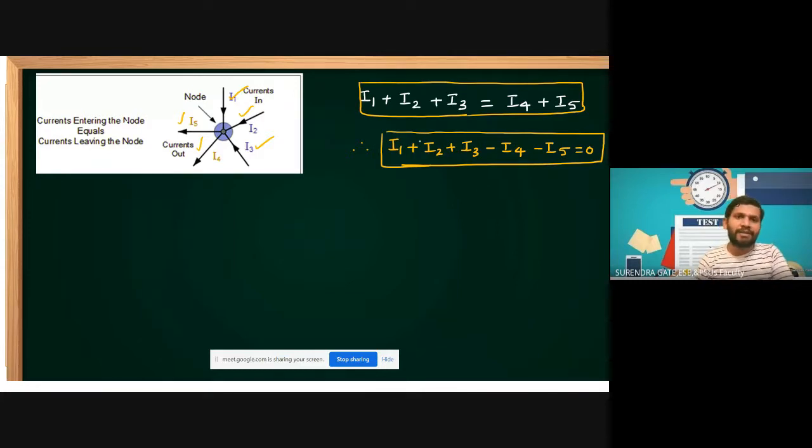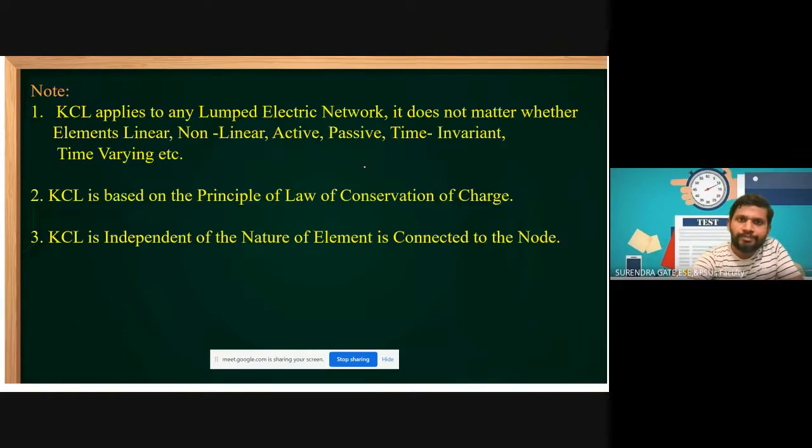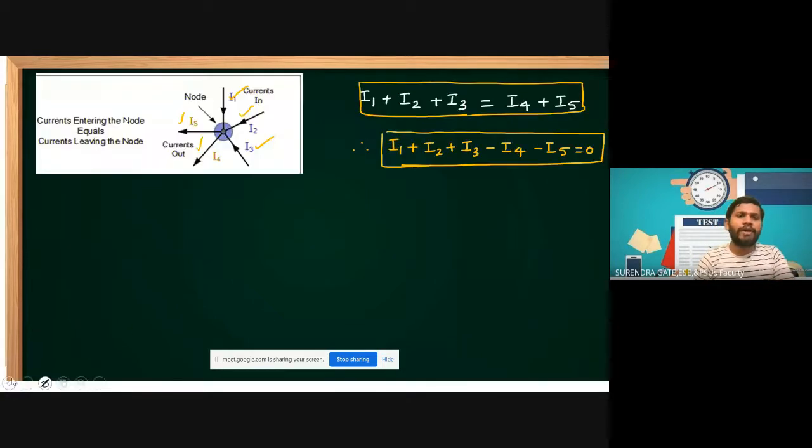Yes, friends, please concentrate. Now, listen, please. This is very important. Here, I want to write one more point. I am telling that I1 plus I2 plus I3 is equal to I4 plus I5.